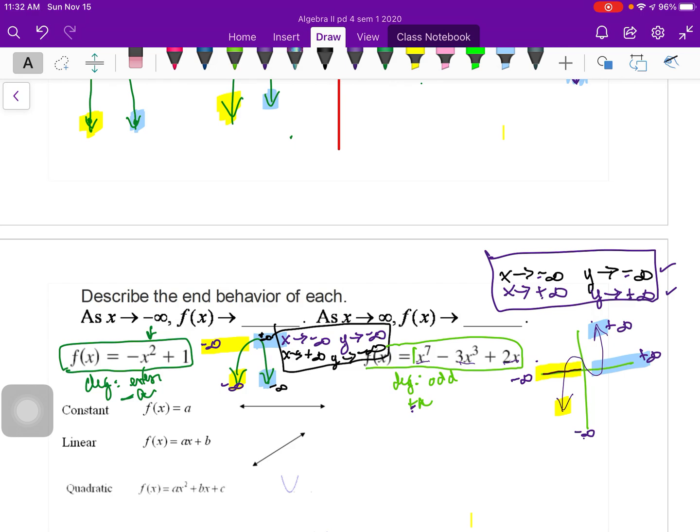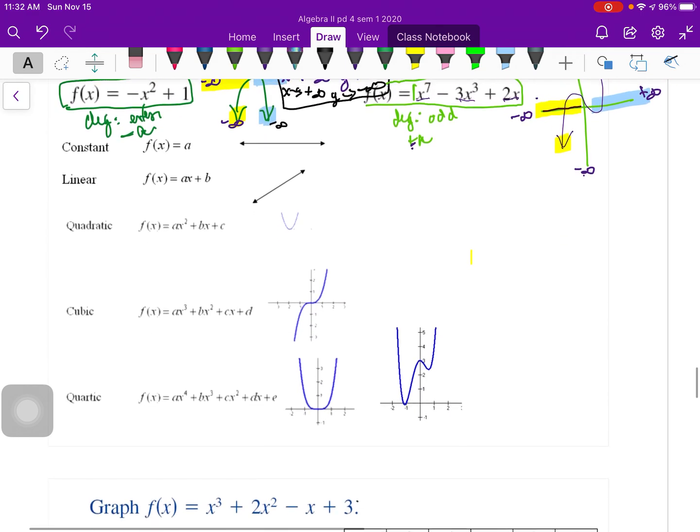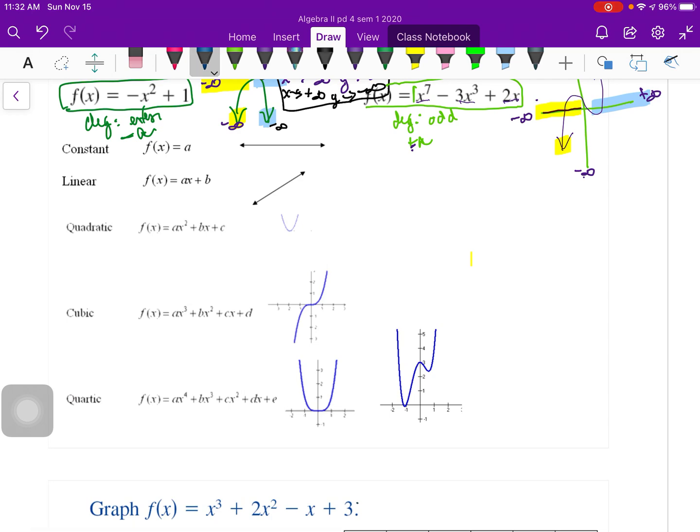Now let's just look at the graphs of all the different kinds of polynomials. This is according to the degree. If the degree was 0, it is a constant function. It is a horizontal line. If the degree is 1, it is a linear polynomial, and it is a sloped line. If the degree is 2, it is quadratic, and it forms this parabola.